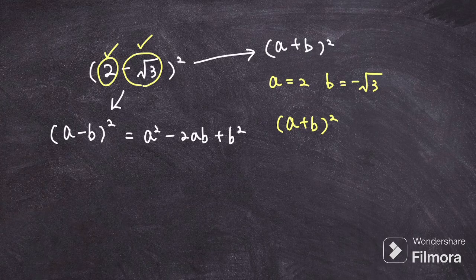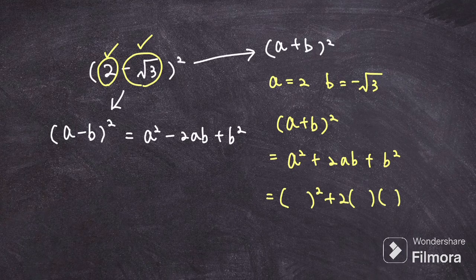So we can just write down what we know for (a plus b) squared. A squared, 2ab, b squared, and then plug in 2 for a and negative square root of 3 for b. So that will be 2 squared, 2 times 2 times negative square root of 3, negative square root of 3 squared. And that'll give us 4 minus 4 square root of 3 plus 3.